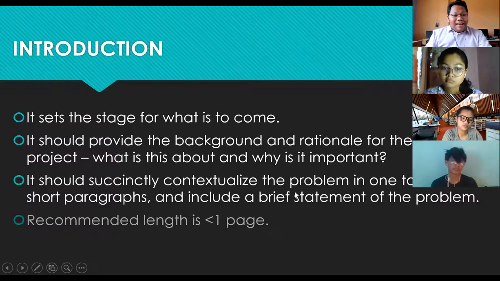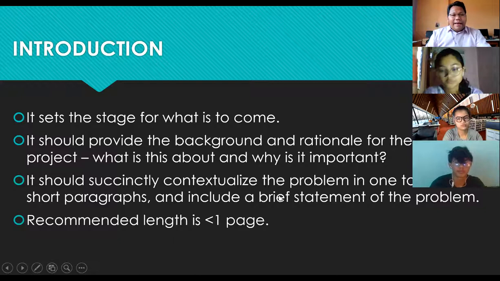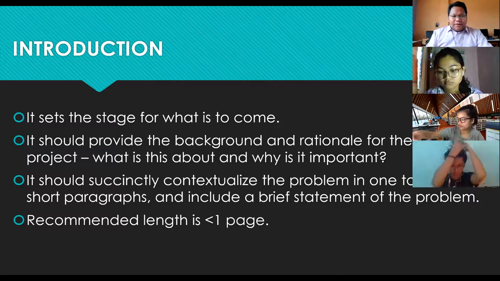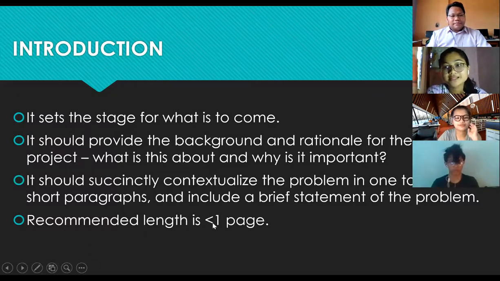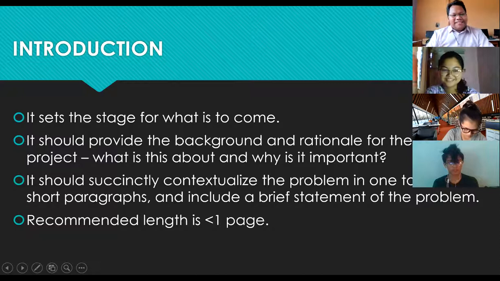In terms of the length, the recommended length of this introduction in our format is, what do you mean by that measurement? What do you mean by this measurement, Trisha? Less than 1 page? Yes, less than 1 page.